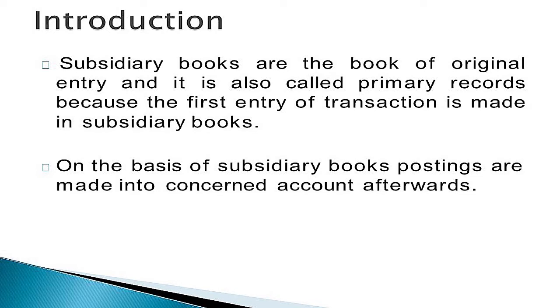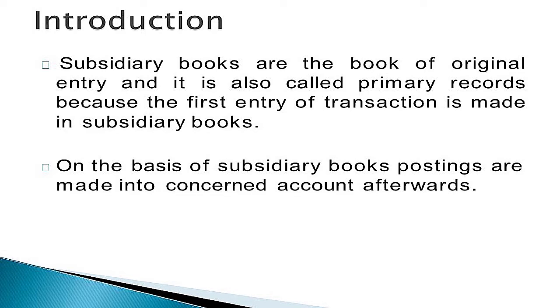Okay. Now, what exactly is the meaning of subsidiary books? Subsidiary books are primary records. A subsidiary book is also called the primary book or book of original entry. Instead of a day book, all credit sales we recorded in a subsidiary book called the sales book. Cash purchases were written in the purchases book.